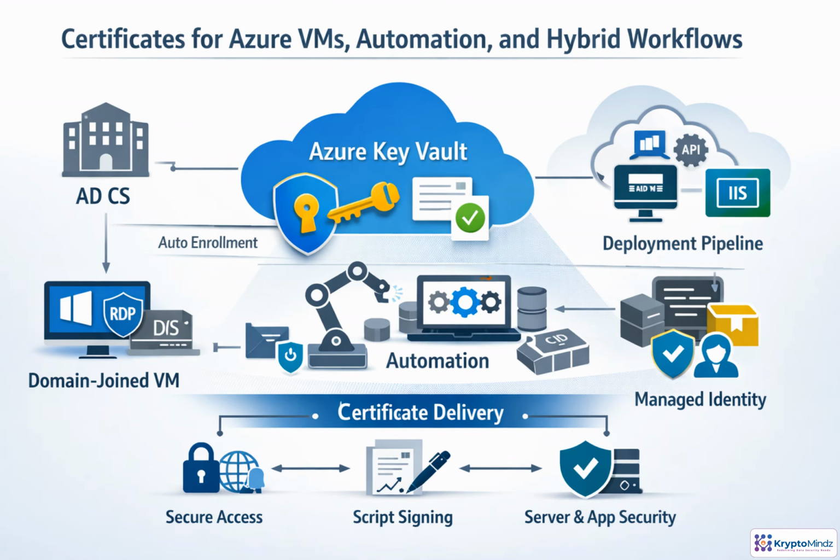Think of certificate delivery as different lanes on the same highway. Domain-joined VMs usually stay on the classic ADCS auto-enrollment lane, which is ideal for steady internal workloads. Non-domain or cloud-native systems rely on Key Vault plus deployment pipelines or agents. Automation and CI/CD should always authenticate with managed identities, never hard-coded secrets. Your governance defines which lanes are allowed, how certificates are named, who owns renewals, and how you'll rotate them quickly during incidents.